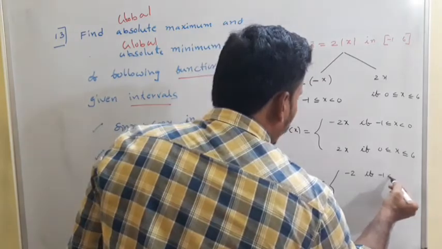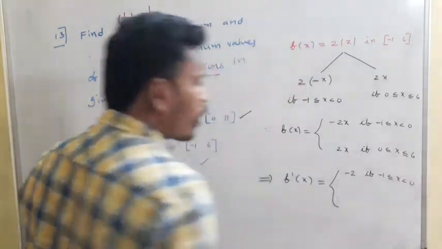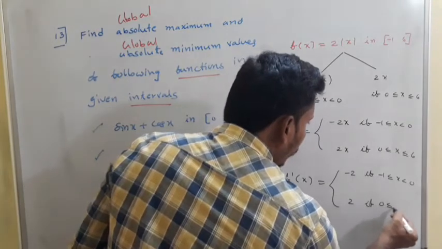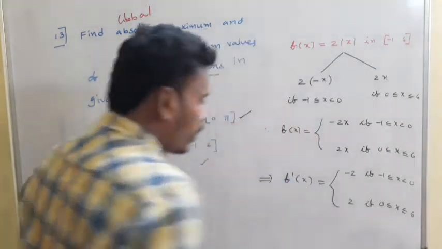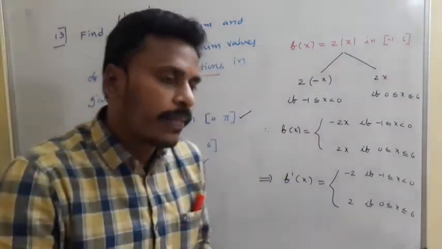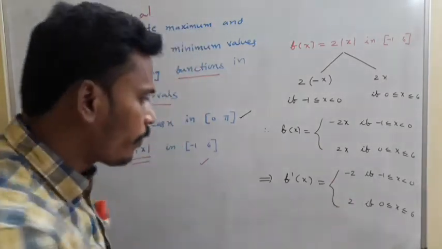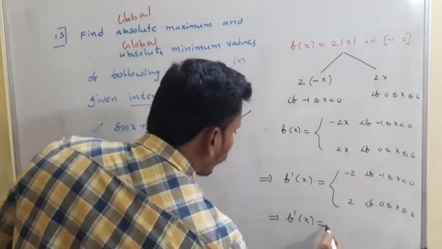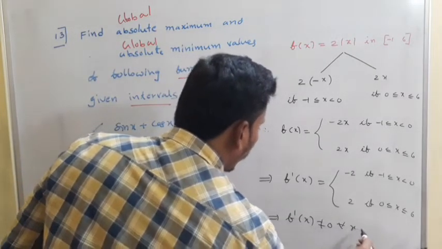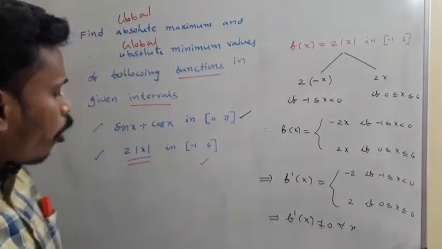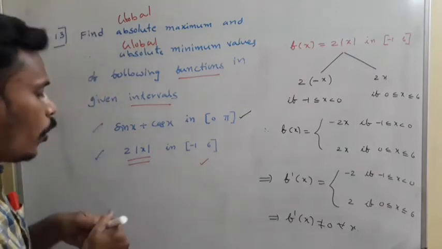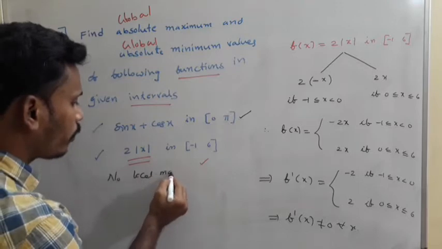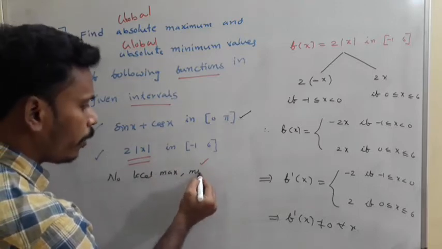So in the interval minus 1 to 0 the derivative is minus 2, and the derivative of 2x is 2 in the interval 0 to 6. Clearly, it conveys that f dash of x is non-zero for all x in the given interval. So that concludes that 2 mod x has no local maxima and local minima points.